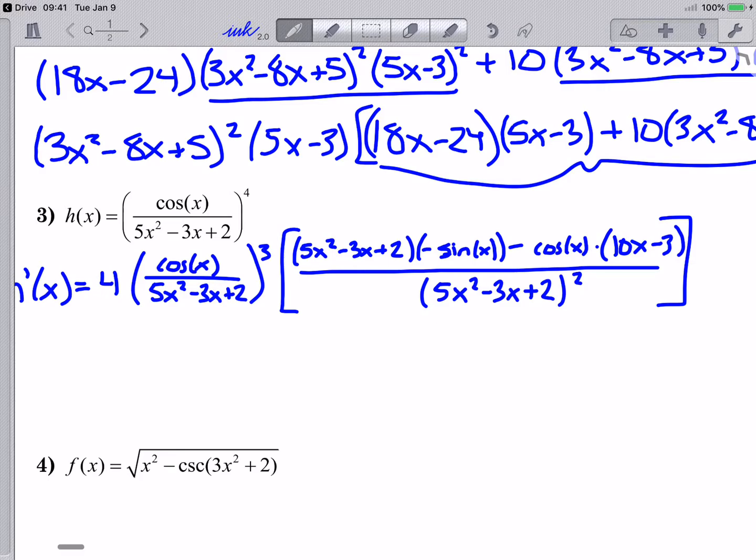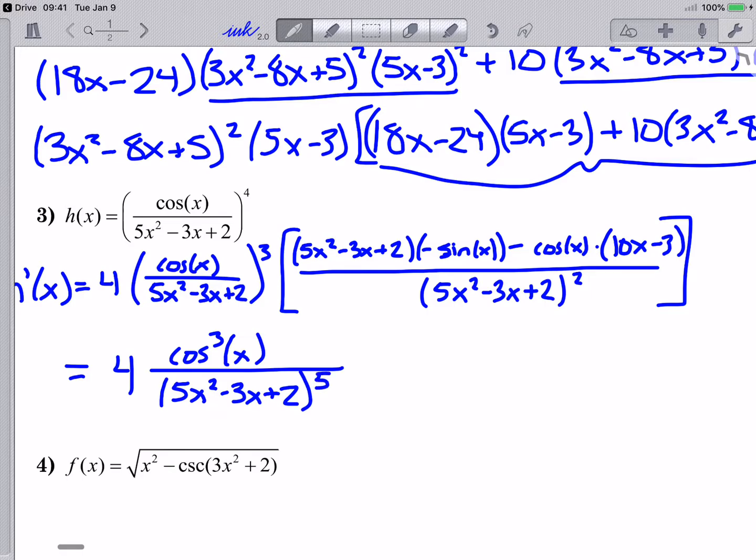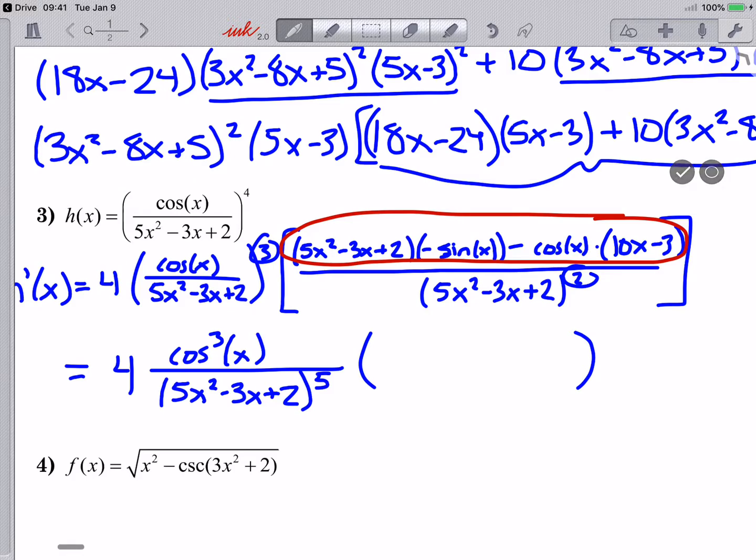I will let you simplify the numerator of that exponent, but you would get 4 times cosine cubed of x over 5x squared minus 3x plus 2 to the 5th, because we've got it cubed here and squared here. And then all of that is going to be times what I will let you simplify with algebra, all of this, which is really quite boring. In fact, I wouldn't simplify it at all, but that would all go right here. There's no simplifying that you can do that's meaningful. That would be your derivative. So again, we use chain rule, and then our derivative of the inside required that we do quotient rule because I had a function over a function.